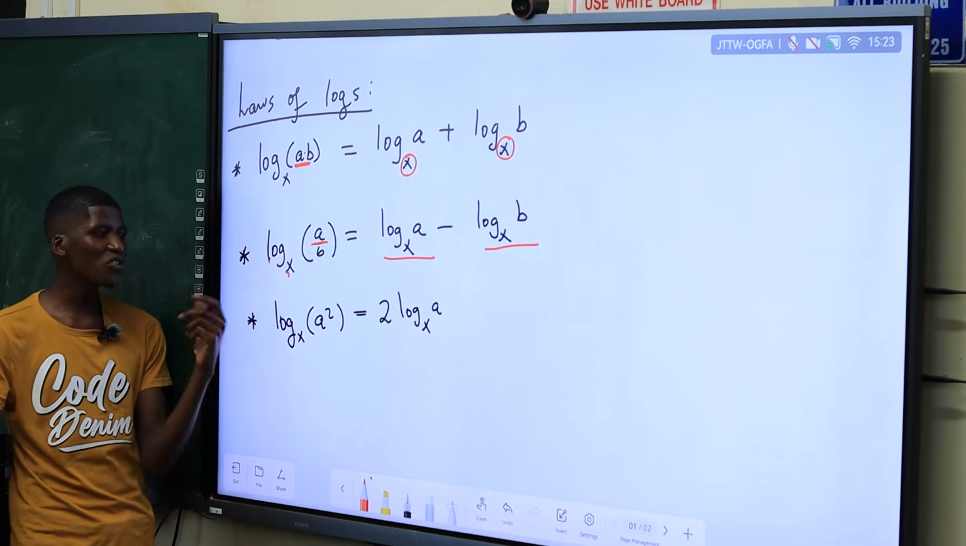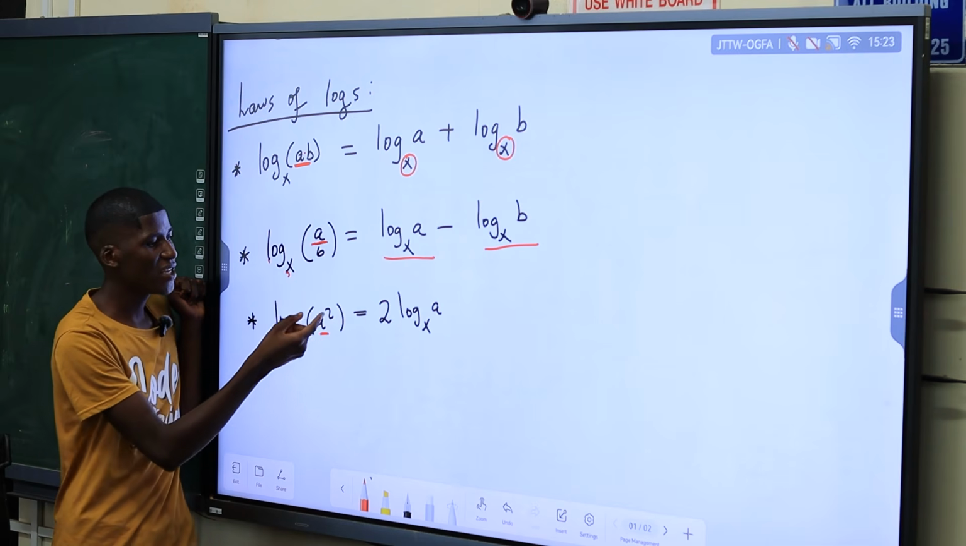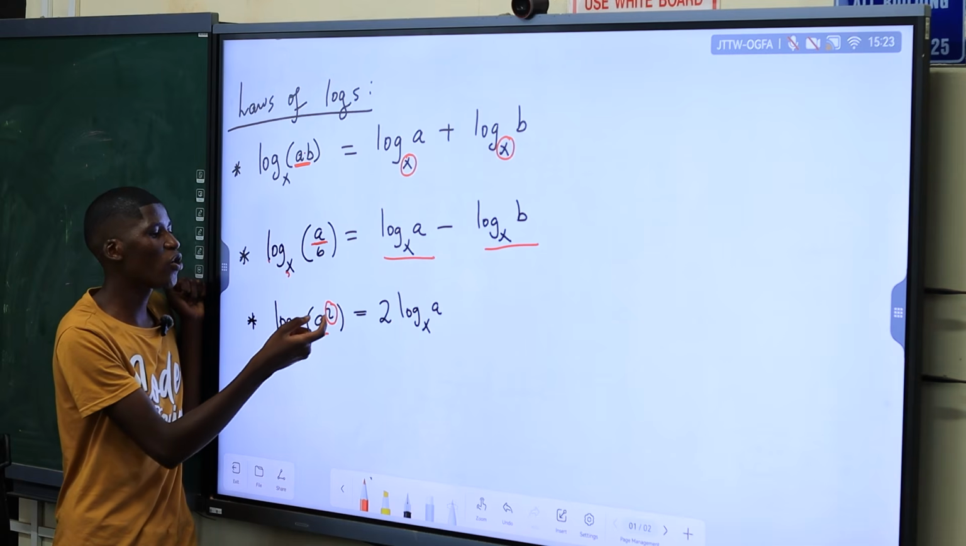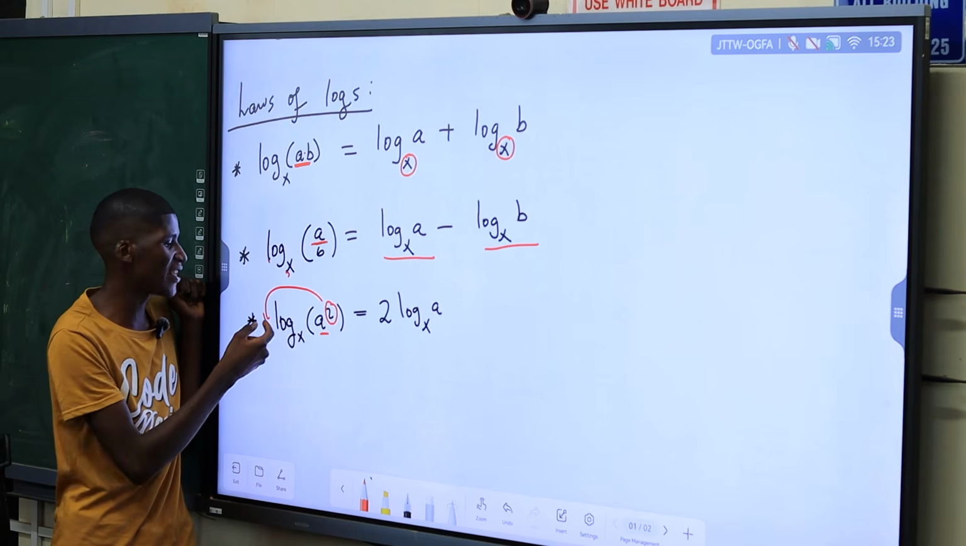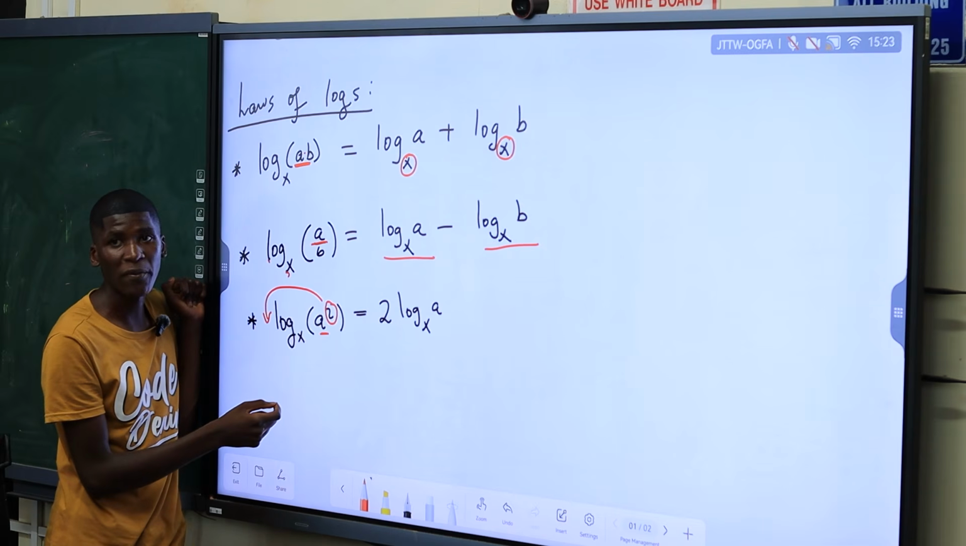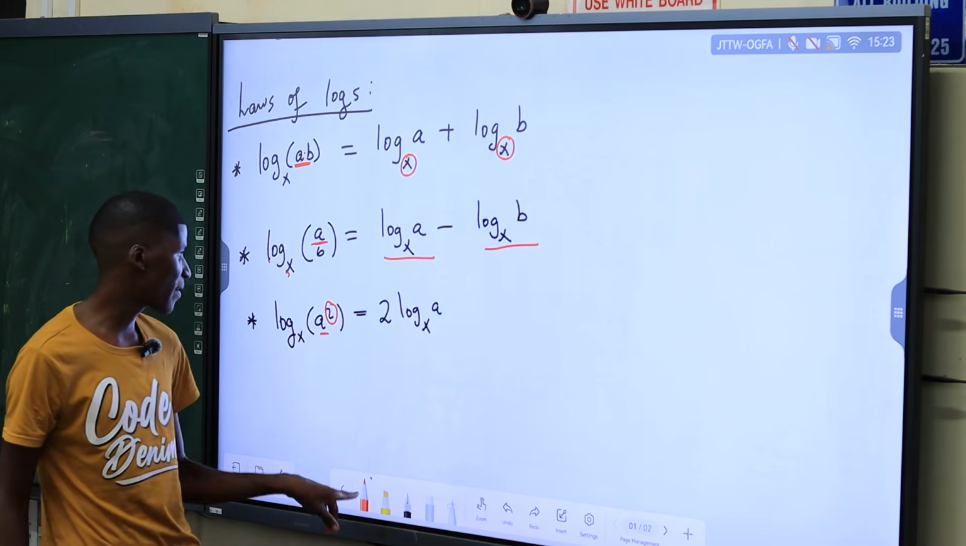And then this one: if you have a logarithmic function of A raised to the power of 2, instead of expressing it as A squared, you can actually put your square here as a coefficient. Yes, so these are laws that apply to logarithmic functions.